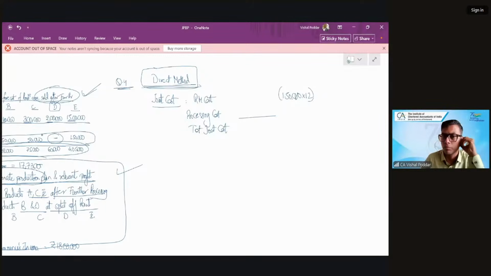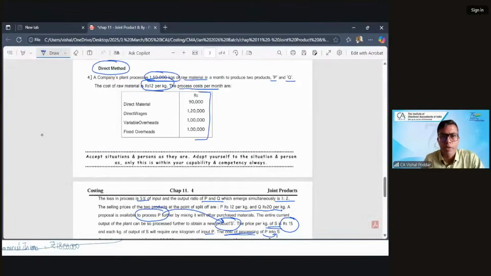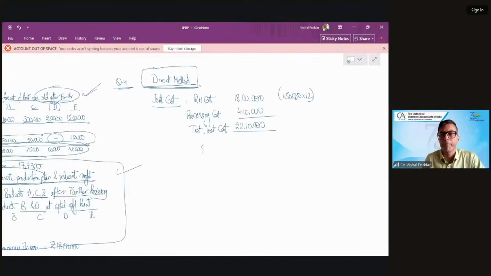150, 180. So it is 18 lakhs. Then you have processing: 90 plus 120 is 210, 310, 410. Correct? So my total joint cost is 2210. Now I have some other information that is about processing.